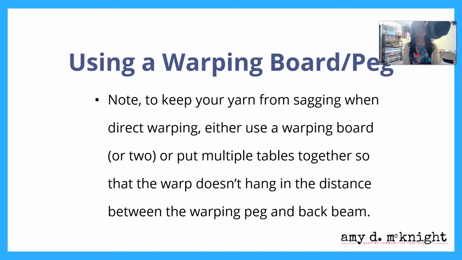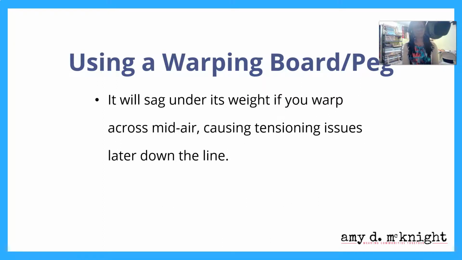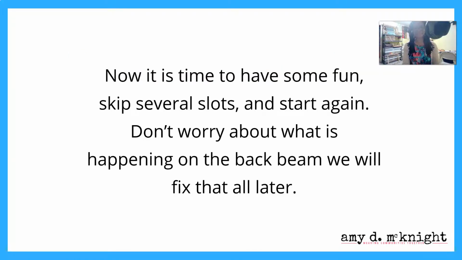And this is just a note: to keep your yarn from sagging when you're doing direct warp, you either want to use a warping board or two with the hybrid method, or put multiple tables together so that the warp doesn't hang in the distance between the warping peg and the back beam. If you're stretching your yarn over a long way, your yarn's going to start sagging under its own weight, and that's going to cause tension problems down the line. I warned you. Anyway, now it's time to have some fun.